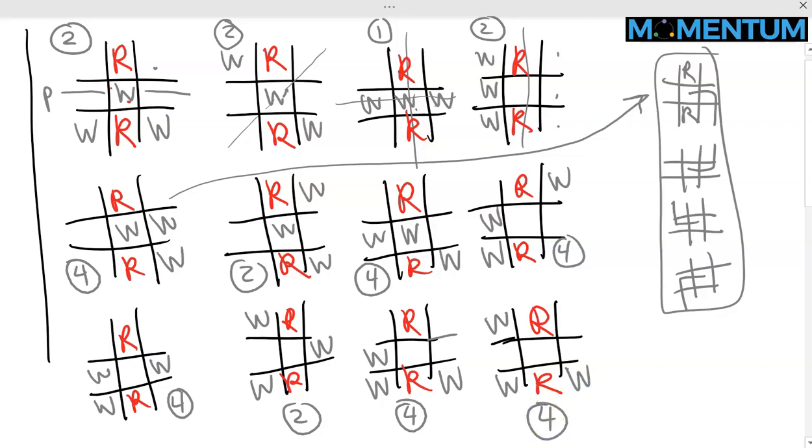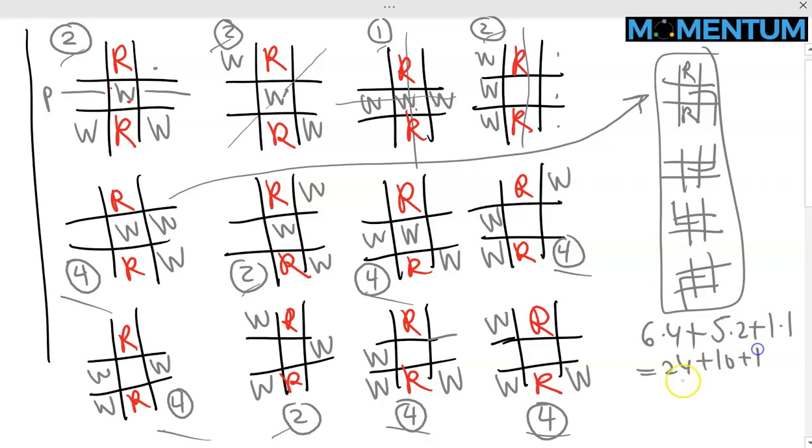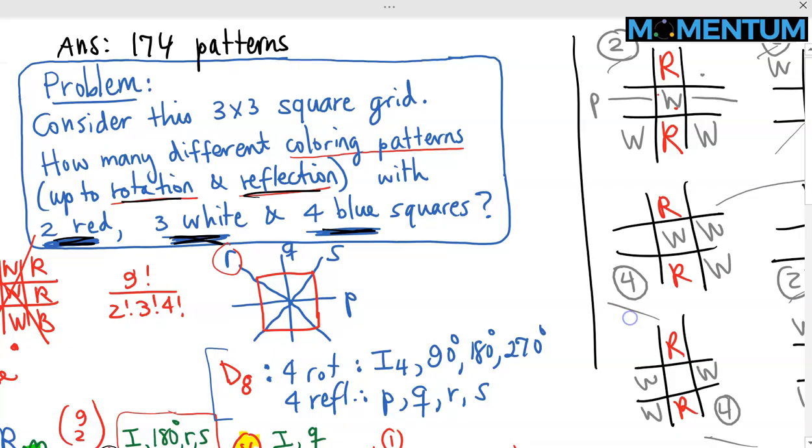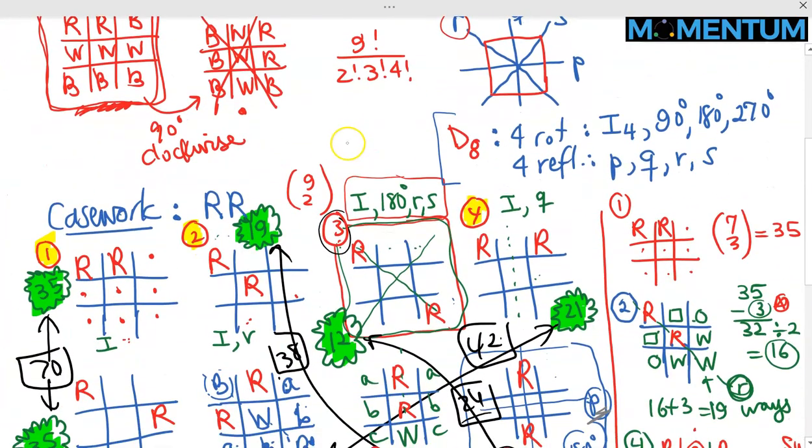That's it. This accounts for hopefully 35 of them, right? So 1, 2, 3, 4, 5, 6, 6 times 4. Plus how many 2's? 1, 2, 3, 4, 5 2's. And how many 1's? Just 1. 24 plus 10 plus 1. That's indeed 35.